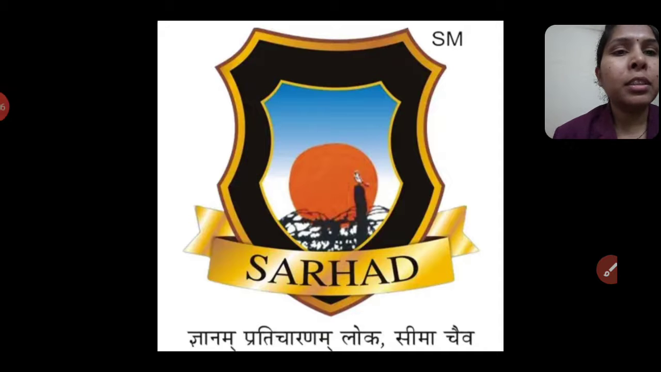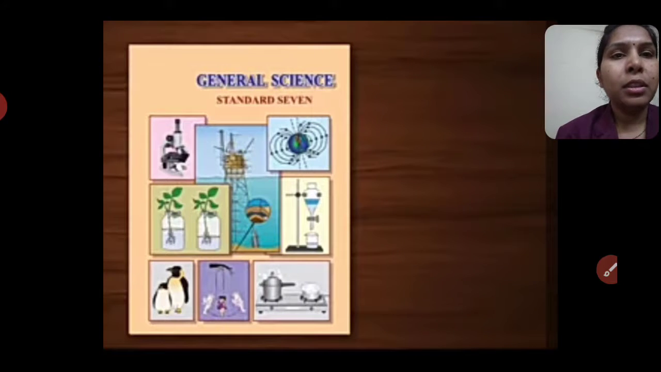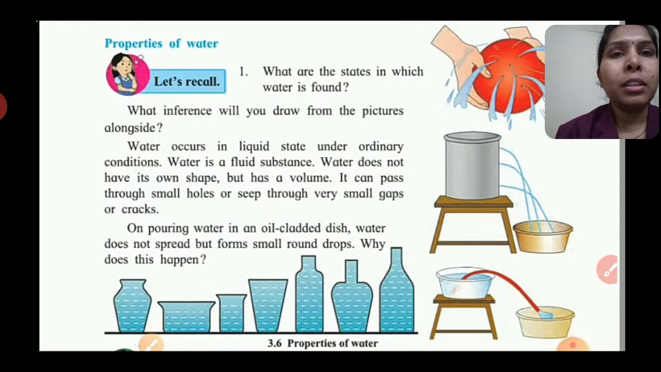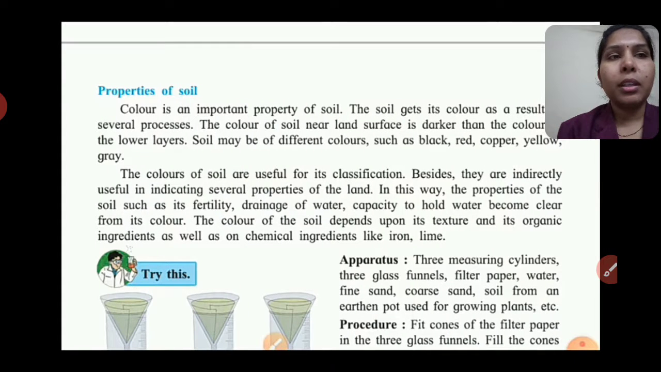So today we see today's lecture for standard 7 and our subject is general science. In the last lecture we saw the properties of air, in this third topic, that is properties of natural resources. In the last lectures we completed properties of air, then we also completed the properties of water, then we continue here the properties of soil. There are some points which remain in the properties of soil. Okay, that is the third natural resource.